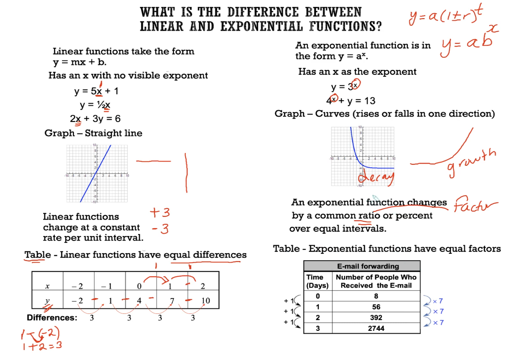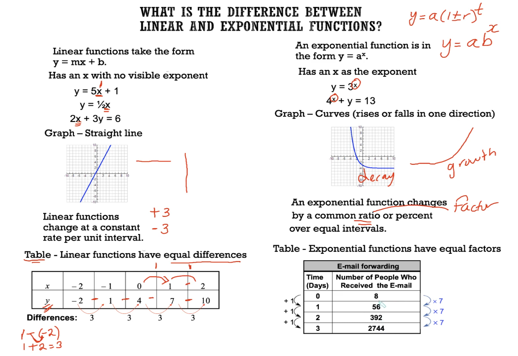Now you can always tell when a table is exponential because the values increase or decrease drastically. With linear functions, the increase or decrease is what I would consider subtle. They're not big jumps. Here, this is a big jump. We're starting at 8 and then we go to 56, and then from 56 to 392, and then 392 to 2,744. Now, anyone can tell from looking at these values that this is not an equal difference. That's your clue right away that this will be an exponential function.